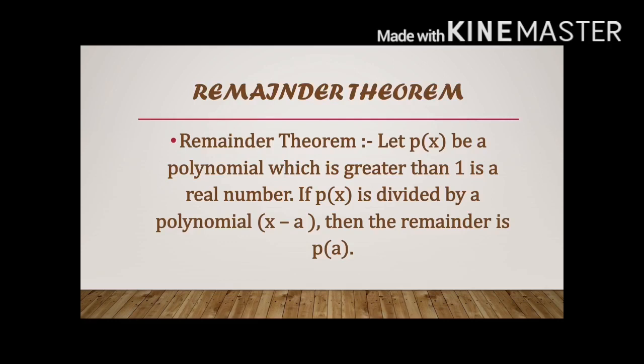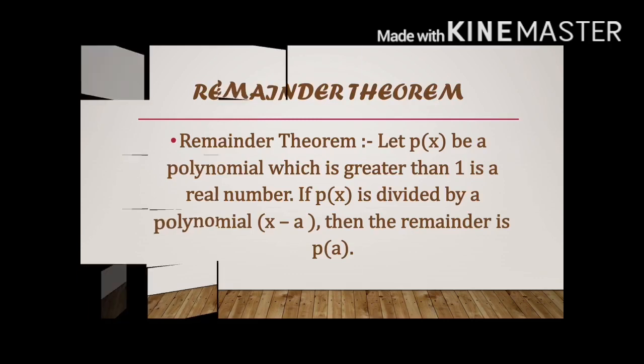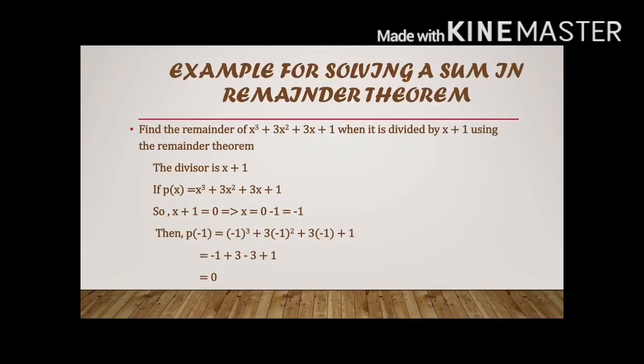It is not necessary that the polynomial by which we divide should be only x minus a. It can also be x plus a. Yes, now let's see an example for it. Here they have told us to find the remainder for the polynomial x cube plus 3x square plus 3x plus 1 when it is divided by x plus 1. Here our divisor is x plus 1 and our polynomial is x cube plus 3x square plus 3x plus 1.